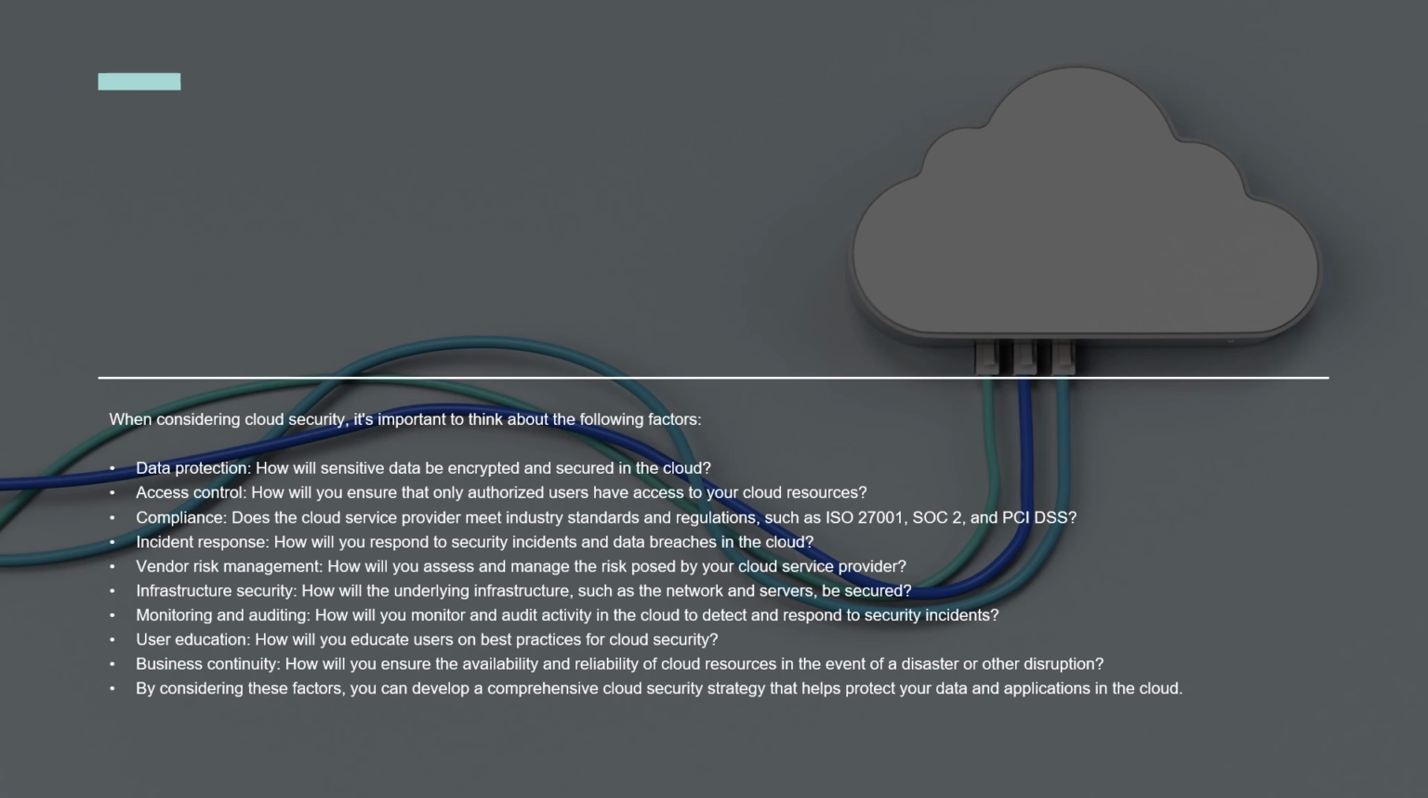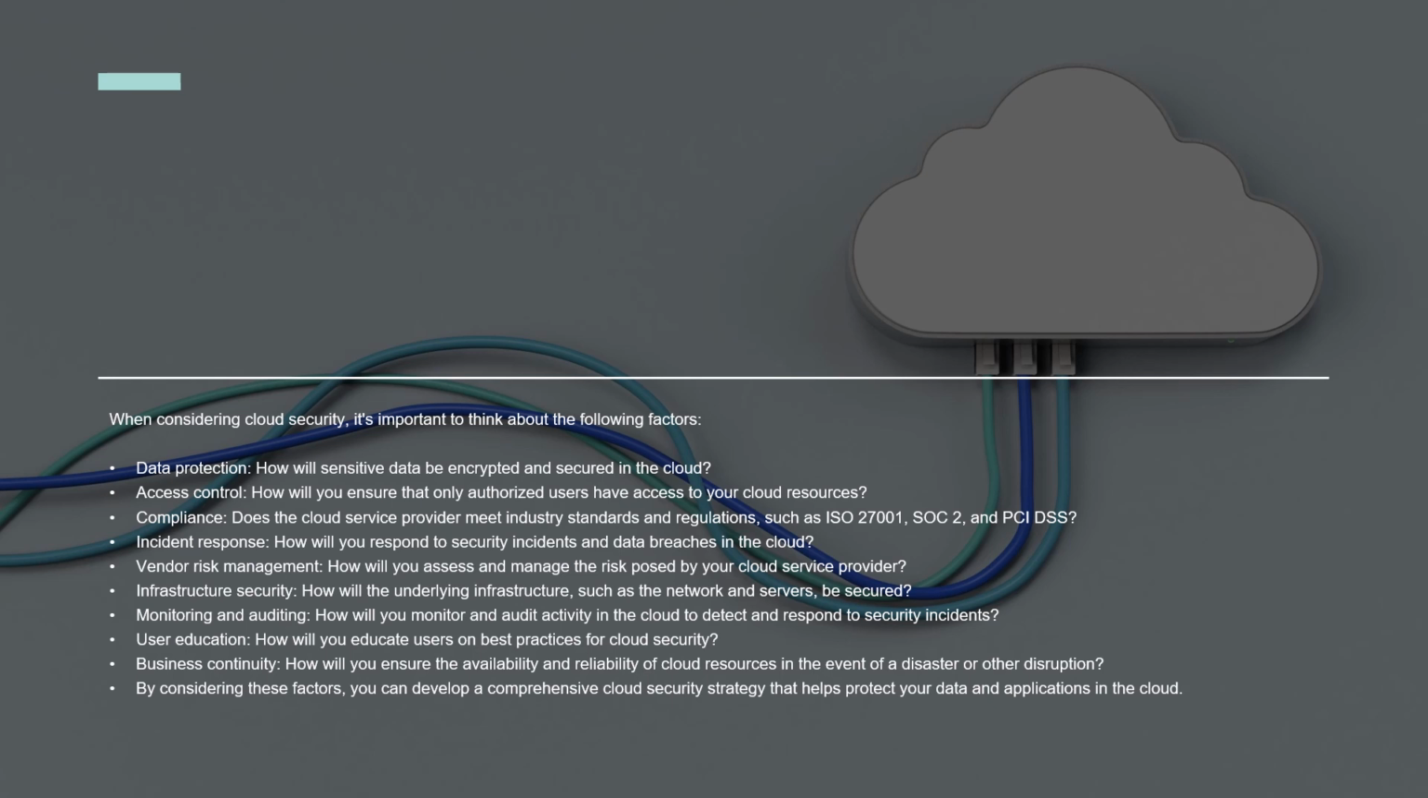When considering cloud security, it's important to think about the following factors. Data protection. How will sensitive data be encrypted and secured in the cloud? Access control. How will you ensure that only authorized users have access to your cloud resources? Compliance. Does the cloud service provider meet industry standards and regulations, such as ISO 27001, SOC 2, and PCI DSS?